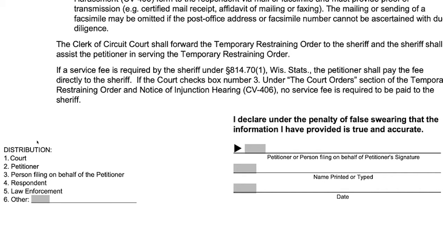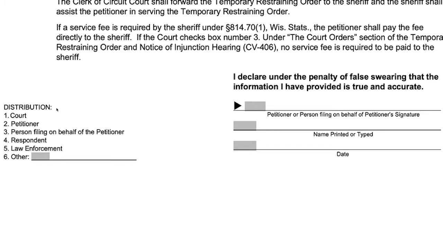So at the bottom of the page, we have 2 blocks here. The left block is distribution. So who gets a copy of this petition when it's filed? The court, you keep a copy. A person who filed on your behalf gets a copy. The respondent gets a copy. The police get a copy. And then if there's somebody else who needs to get a copy, there's a place for you to enter that there. Over to the right, you have your signature block.